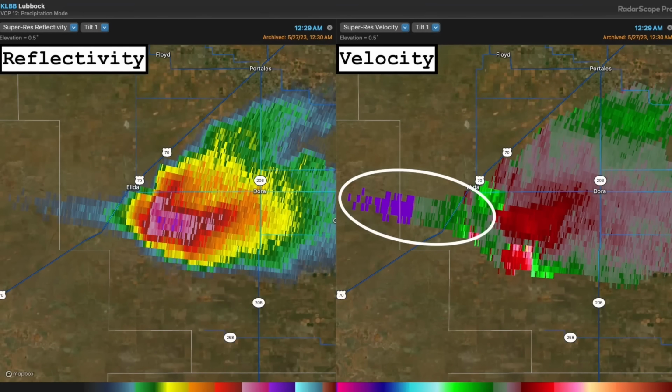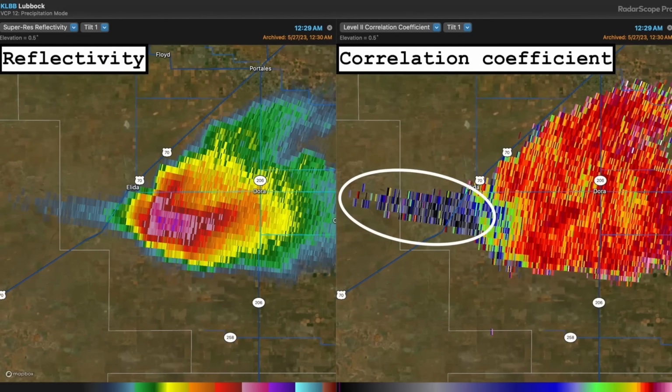A TBSS will also show up in other radar products, including velocity and the suite of dual polarization products. Notice the significantly decreased correlation coefficient within the TBSS, indicative of non-meteorological returns.